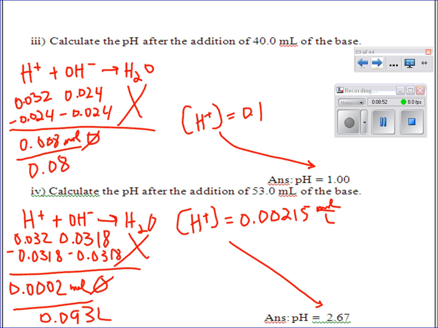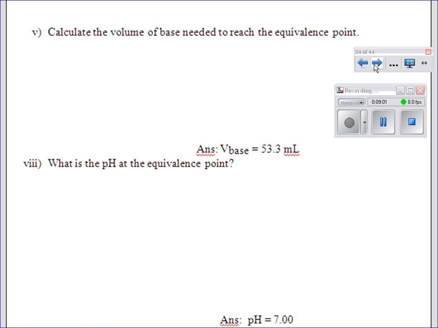So we saw a little bit of a jump there comparatively, right? Okay, now let's go ahead. When we're constructing a curve like this, we have to find that equivalence point. And again, what was the equivalence point? When the OH concentration equals the, not concentration, making all these mistakes today. When the moles of OH is equal to the moles of H plus.